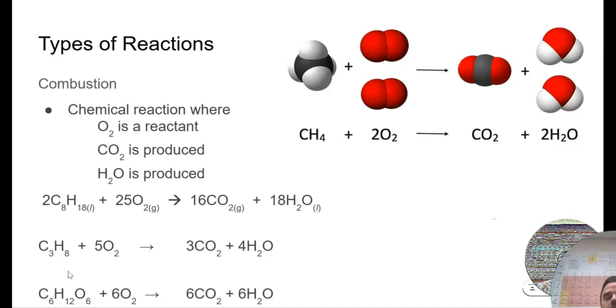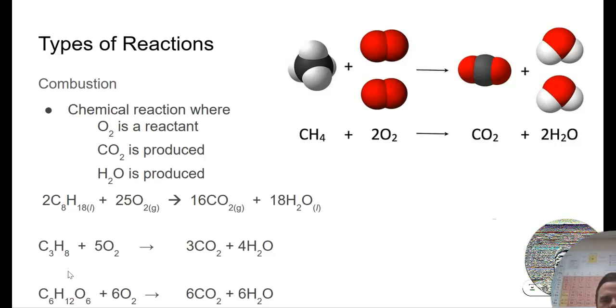Now, I will tell you there are some other reactions that are considered combustion that aren't exactly like this. Oxygen pretty much always is a reactant, but sometimes you get some different things over here. But in general, for all of the ones that you will see, we're talking about oxygen as a reactant, carbon dioxide and water as products. So when you see oxygen as a reactant, carbon dioxide as a product, and H2O as a product, you think combustion reaction.